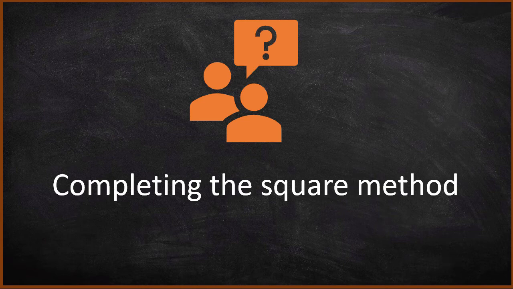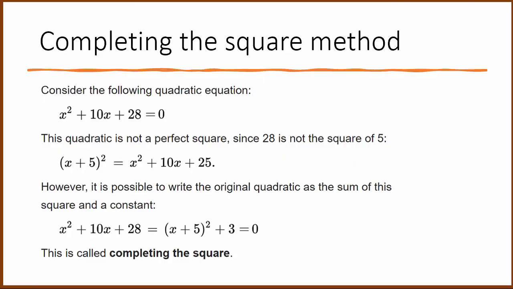Second method is completing the square method. This is unlikely to appear in the examination, but this is the method that was used to find the quadratic formula. Let's look at what this method is. Let's take this example. Consider the following quadratic equation. So we have a quadratic equation called x squared plus 10x plus 28 equals 0.